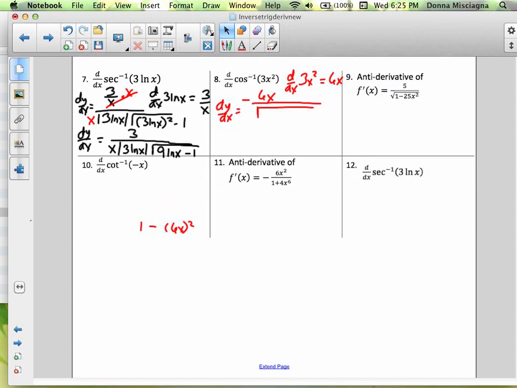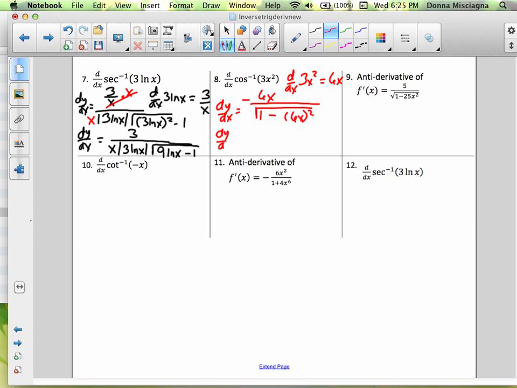Now, and I guess it's going to come in pieces. And we'll simplify that. Hopefully it writes better down here. dy dx equals negative 6x divided by the square root of 1 minus 36x squared. And there we go. Let's do the next.